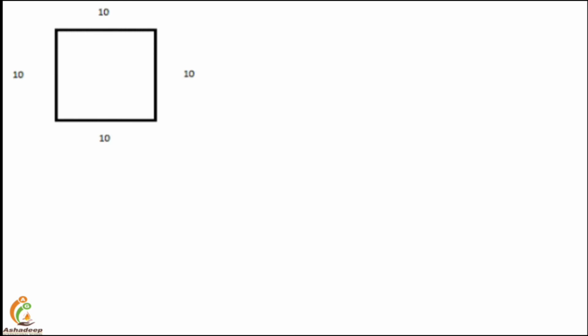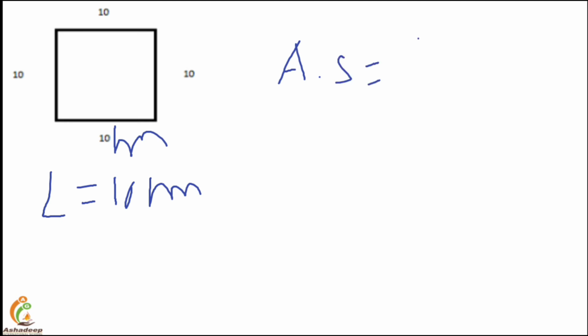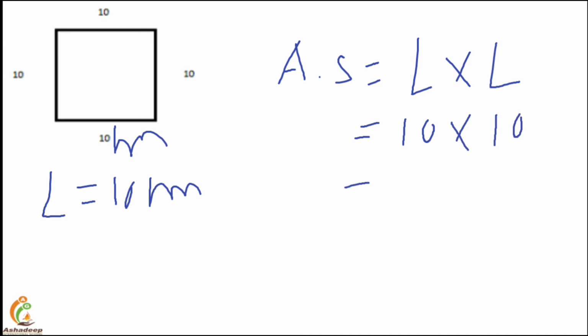Okay, next we have 10, which means length only, 10 meter. Here nothing is written, so you can consider it as meter also. Only length is given, so it is area of a square. The formula of area of a square is length multiplied by length. Now 10 will be multiplied with 10 and you will get the answer. 10 tens are 100 square meter. You have to write square meter. So this way you can find the area from given numbers and figures also.